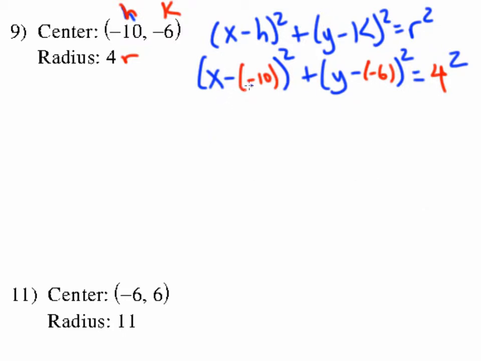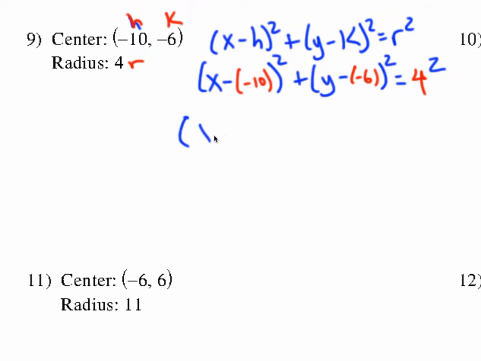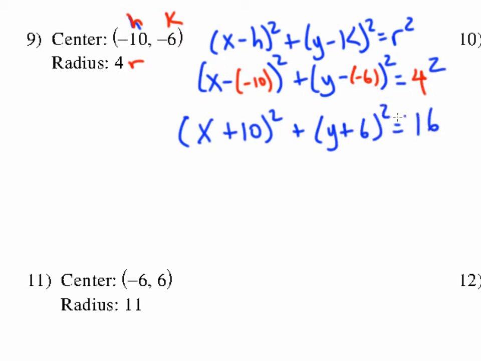But of course, what is minus a minus? We're really going to get x plus 10 squared plus y minus a minus turns into a plus, 6, plus 6 squared equals 4 times 4, 16.